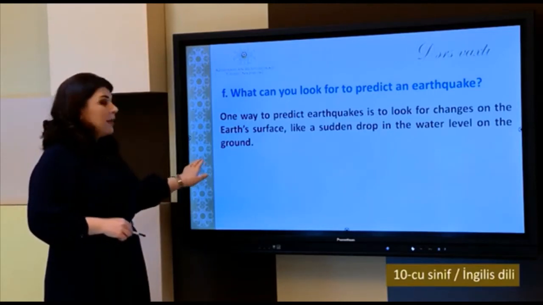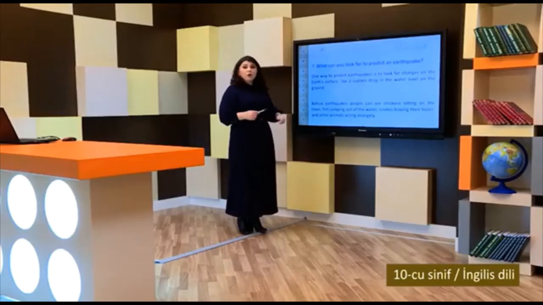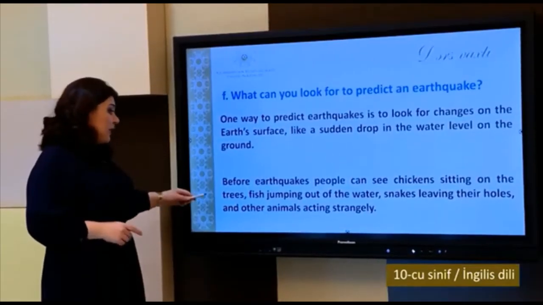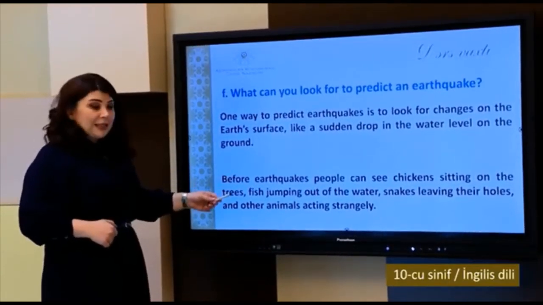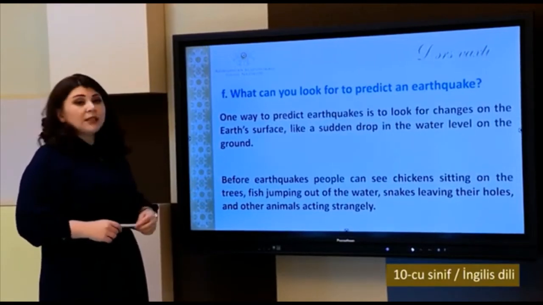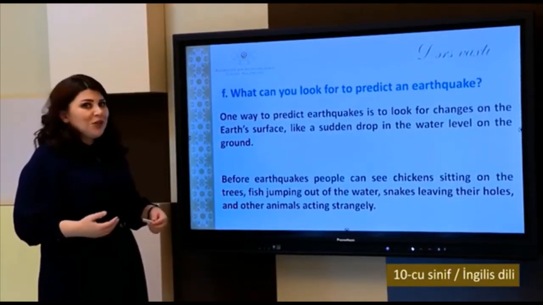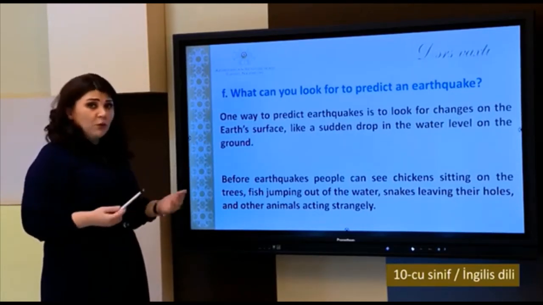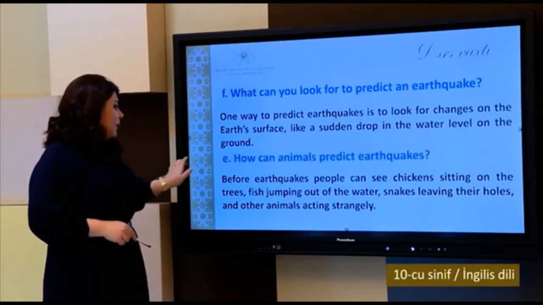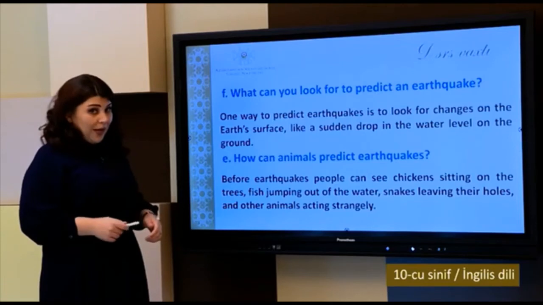Well, and our last reading passage. Before earthquakes, people can see chickens sitting on the trees, fish jumping out of the water, snakes leaving their holes, and other animals acting strangely, suspiciously. So we'll choose here which question? We have only one question that is left. E. How can animals predict earthquakes?